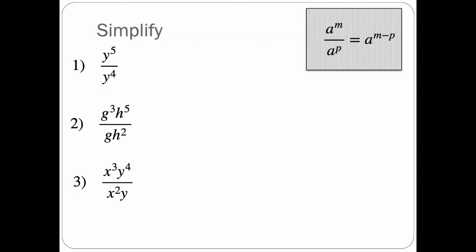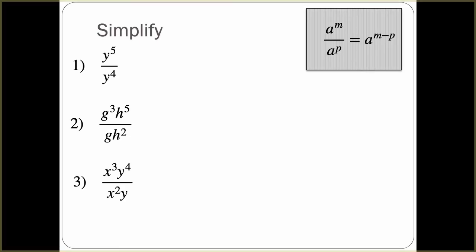So here we're going to simplify. We have y to the 5th over y to the 4th. When we are doing this at this point, I want to see that you are actually subtracting them as we learn how to do this. So we have y to the 5 minus 4, which is just y to the 1st, which is just y. If we have an exponent of 1, we do not need to write the exponent.